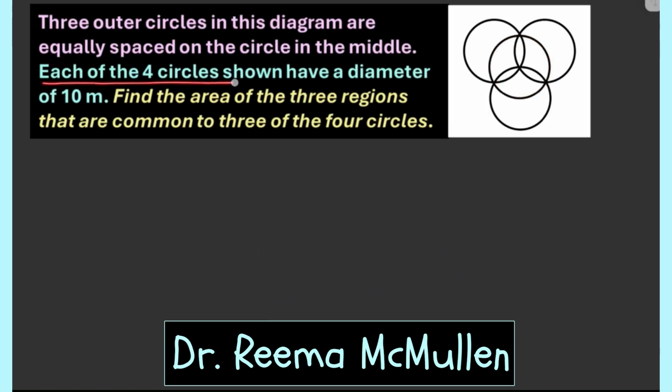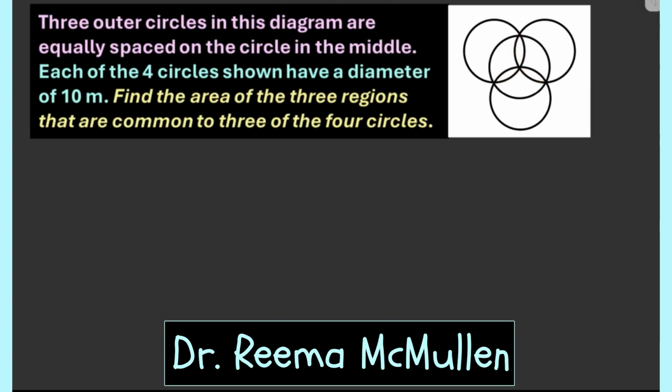Each of the 4 circles shown has a diameter of 10 meters. Find the area of the 3 regions that are common to 3 of the 4 circles. The 3 regions that are common to 3 of the 4 circles are these leaf-shaped regions over here. So what we want to do is find the sum of these 3 leaf-shaped regions.